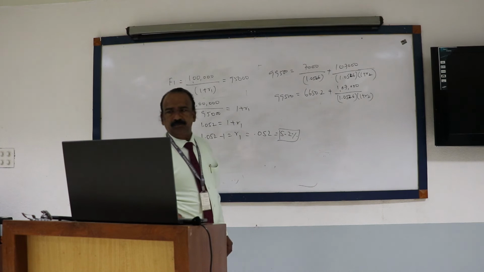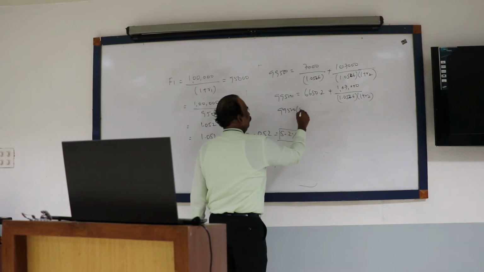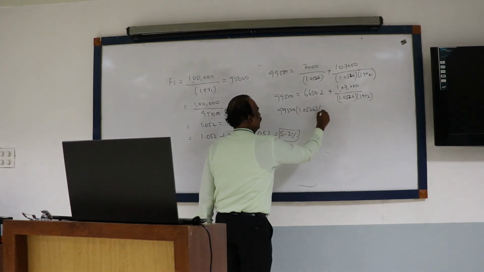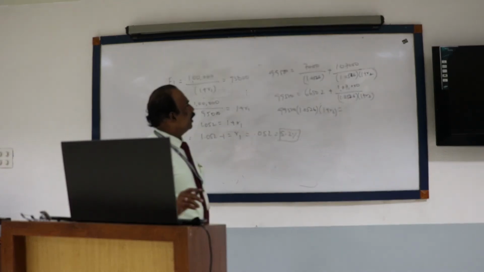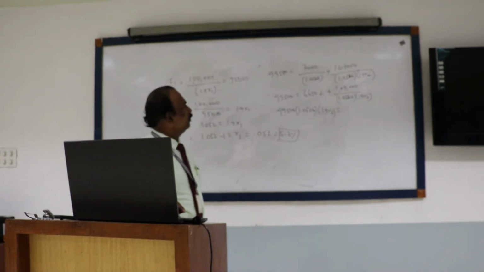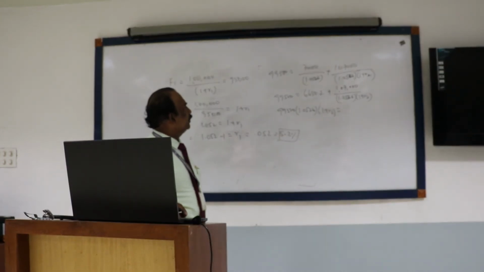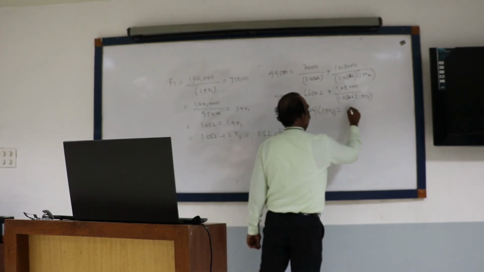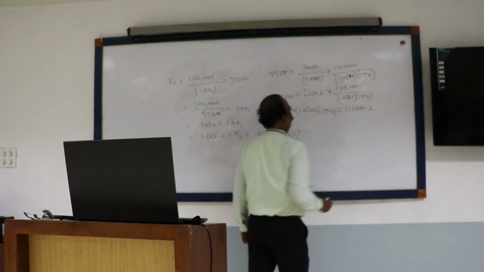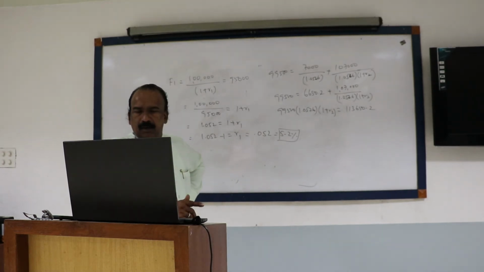Put the cross multiplication. That is 99,500 into 1.0526 into 1 plus R2 is equal to 1,07,000 plus 6,650.2. That is 1,13,650.2. Correct? Okay. Now simplify the equation.